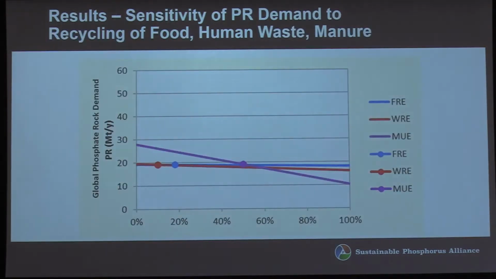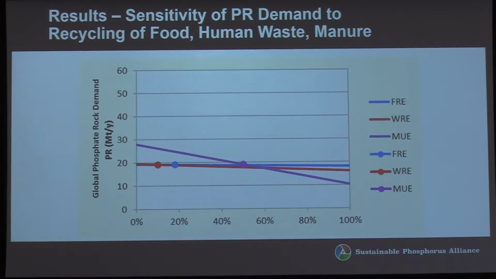So let me move on to results. I think that's what's of most interest. What we're looking at is the sensitivity of the system to those 6 interventions. That is, if we change that intervention, we change human waste recycling by 1%, how many percent do we have to change?